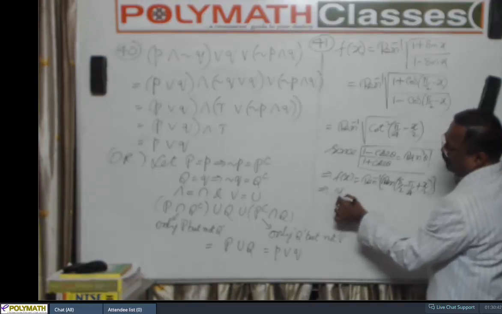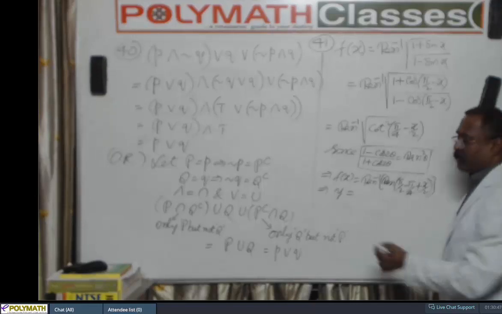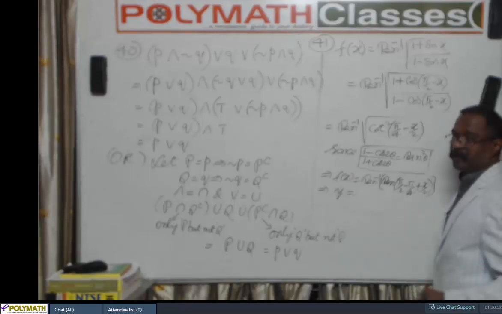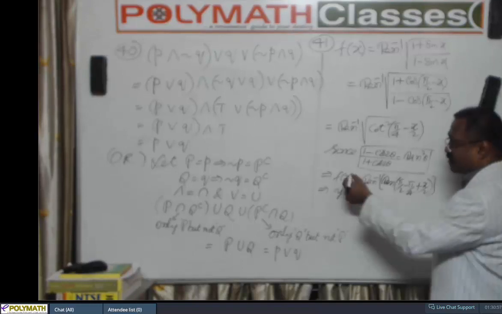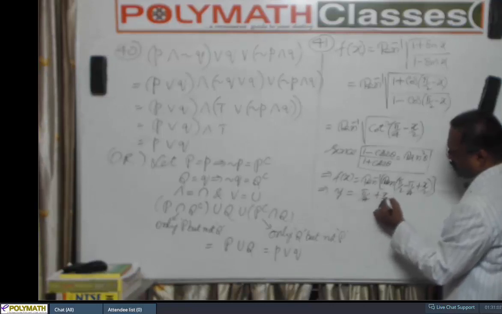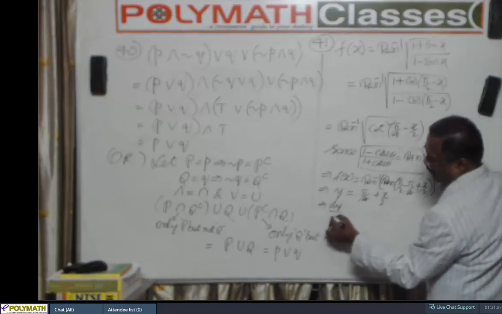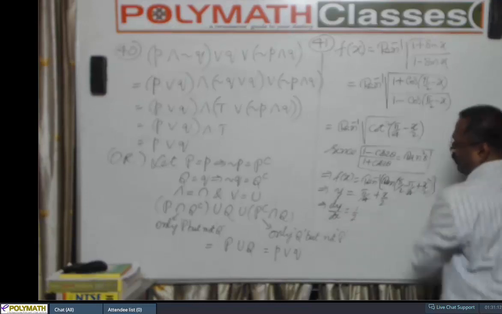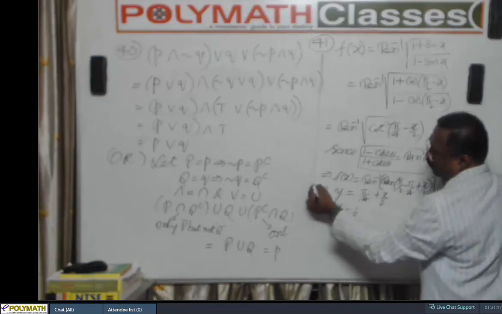F x is nothing but y. Y and f x both are same. X is the input, y is the output. X is the domain and y is the range. So y is equal to pi by 4 plus x by 2. So what is the derivative? dy by dx is 1 by 2. You got the derivative now, which is the slope of this curve.